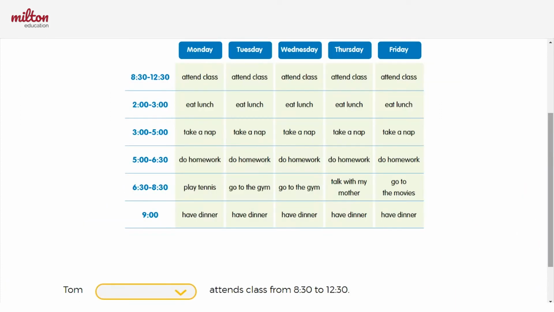So now it's time to try the exercise. You want to use the timetable to make sentences about Tom's daily routines. For example, here we have Tom attends class from 8:30 to 12:30. So we look at the timetable and we see, Tom attends class every day, 100%. So does Tom never, always, or often do this?